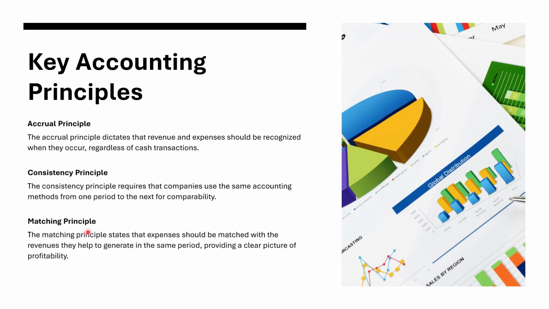Third is the matching principle, and this means that expenses should be recognized in the same period as the revenue they help to generate. So let's say a company pays sales commission in January for sales made in December. These commissions should ideally be recorded as a December expense because they relate to December sales. So that's the matching principle.